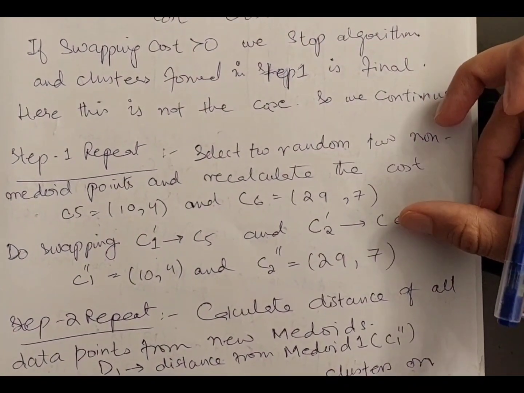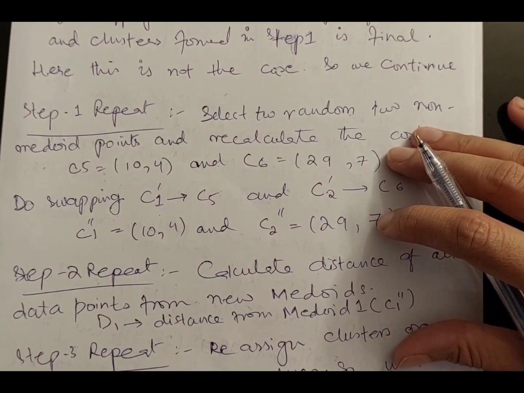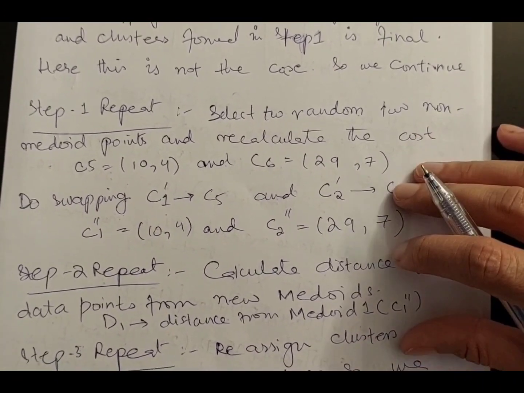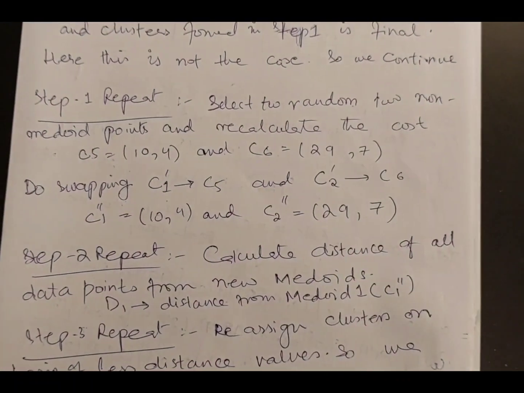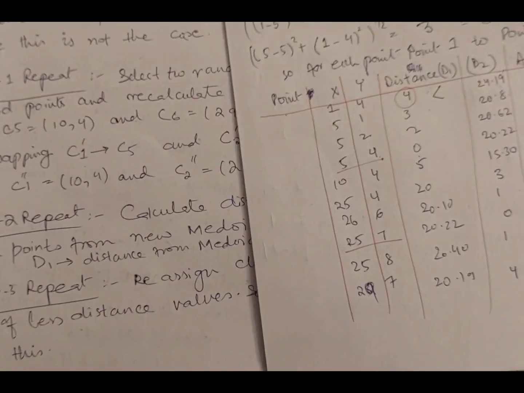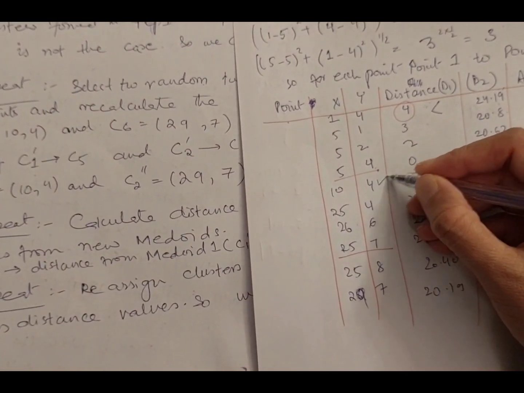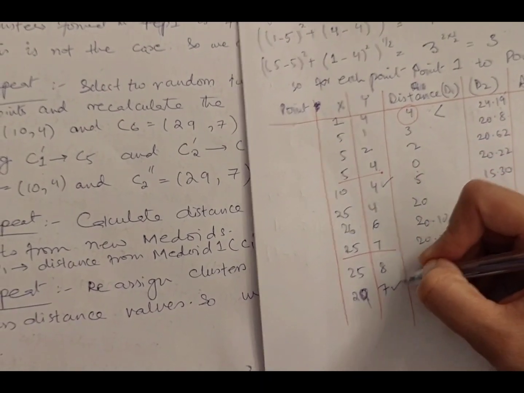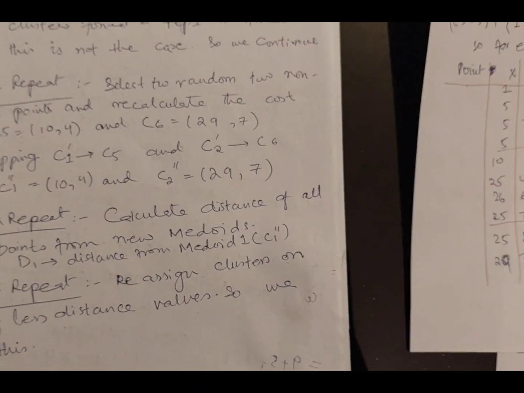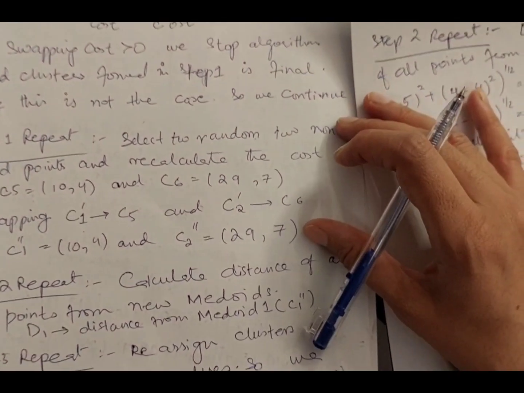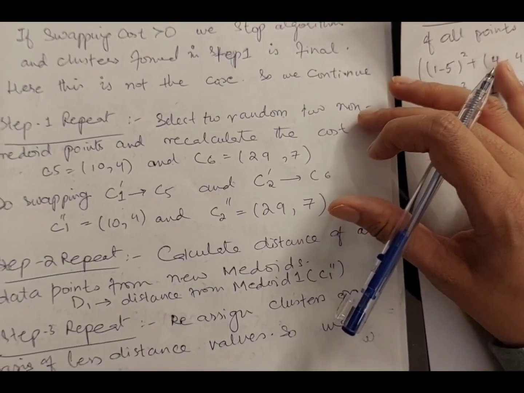We will select two random non-medoid points, and we will recalculate the cost. So now we are selecting 10 4 and 29 7. You can see from the table that 10 4 is this point and 29 7 is this point. So previously we took 5 4 and 25 7. So now with these new medoid points we can recalculate the cost and we can do the swapping.